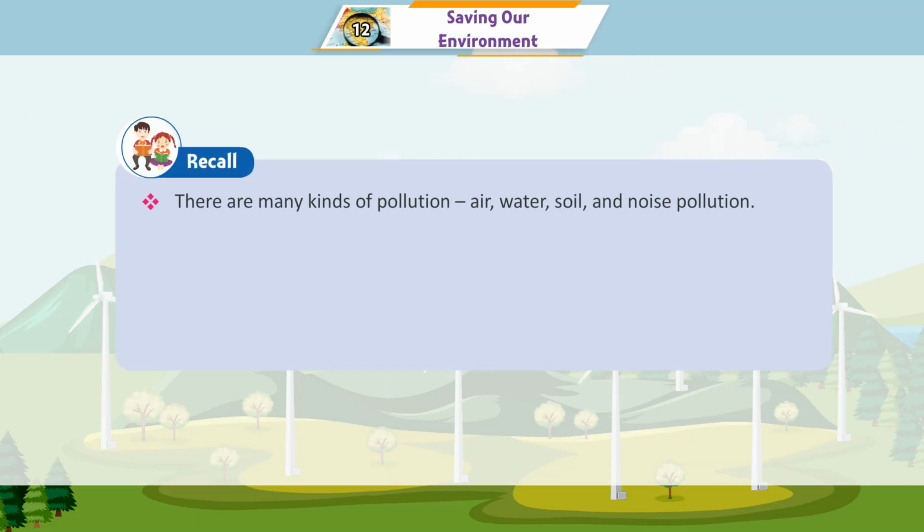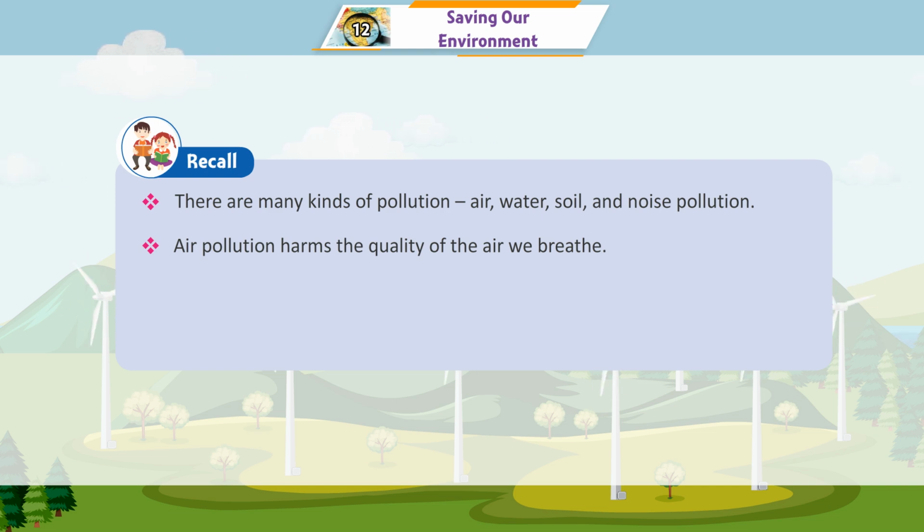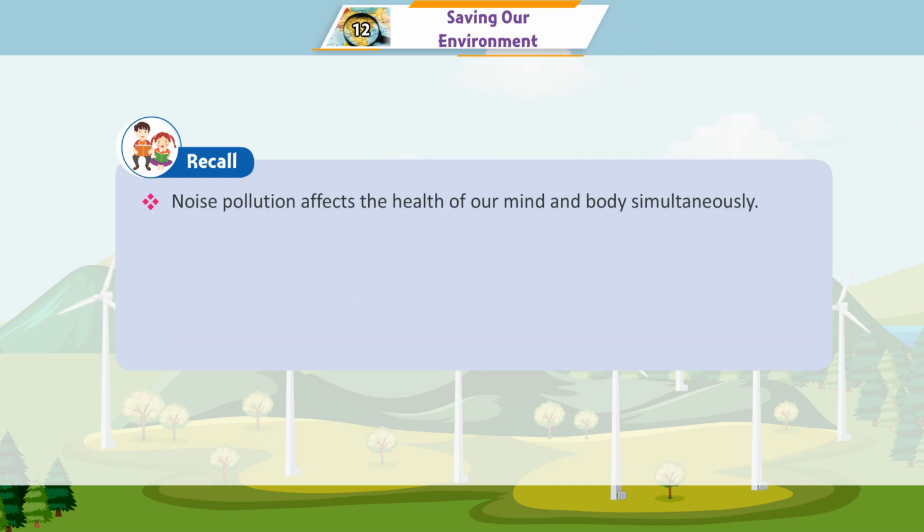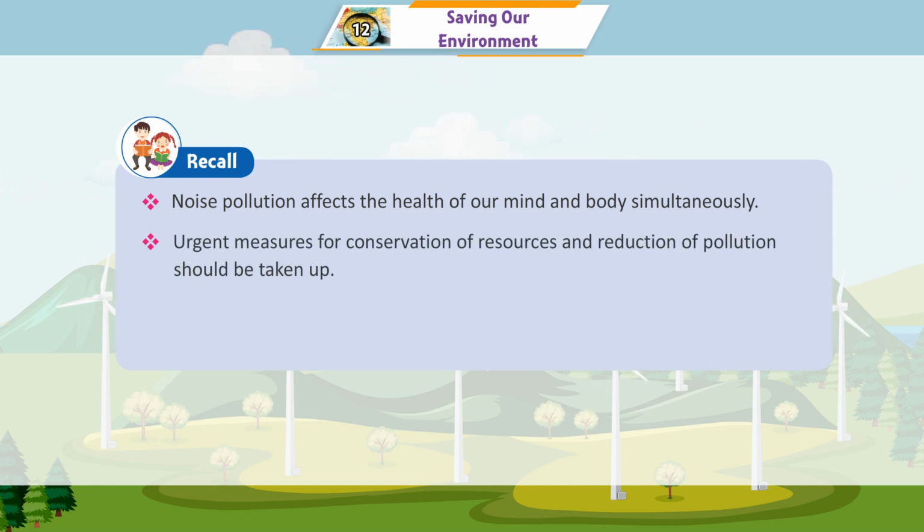Recall, there are many kinds of pollution: air, water, soil, and noise pollution. Air pollution harms the quality of the air we breathe. Soil pollution contaminates the food we eat. Water pollution poses great danger to us as well as the marine life. Noise pollution affects the health of our mind and body simultaneously. Urgent measures for conservation of resources and reduction of pollution should be taken up.